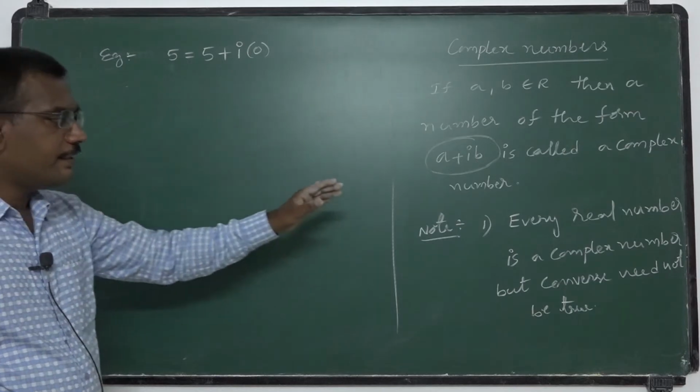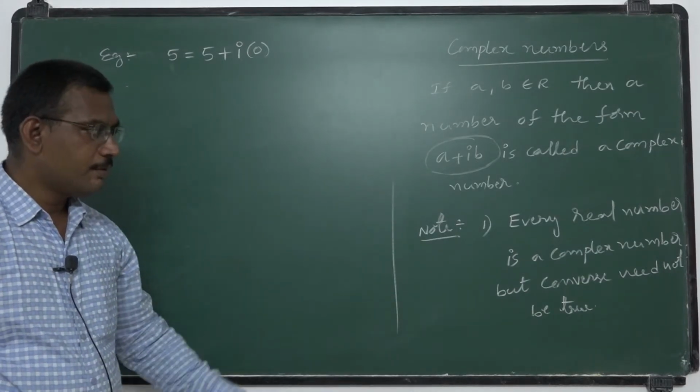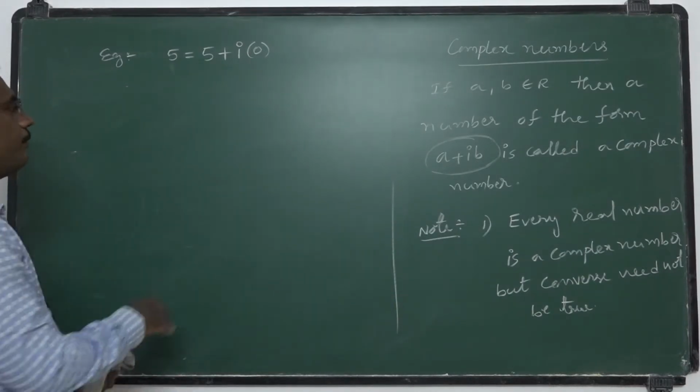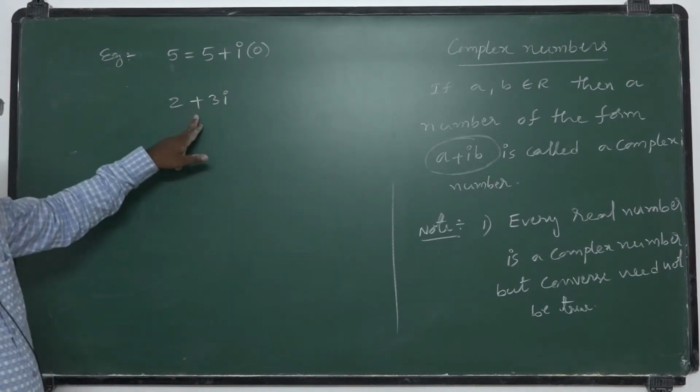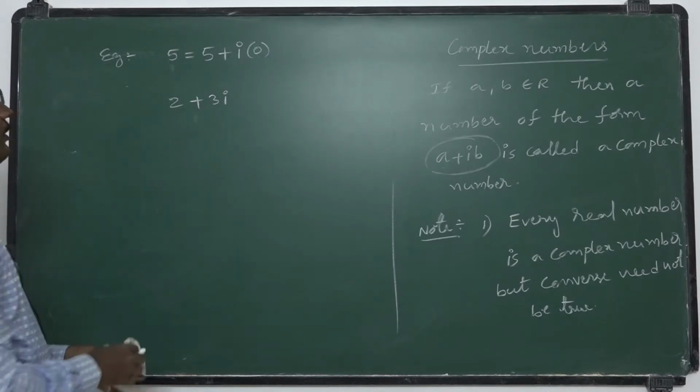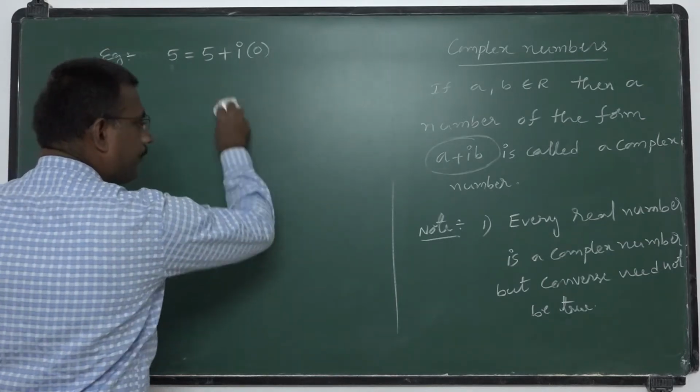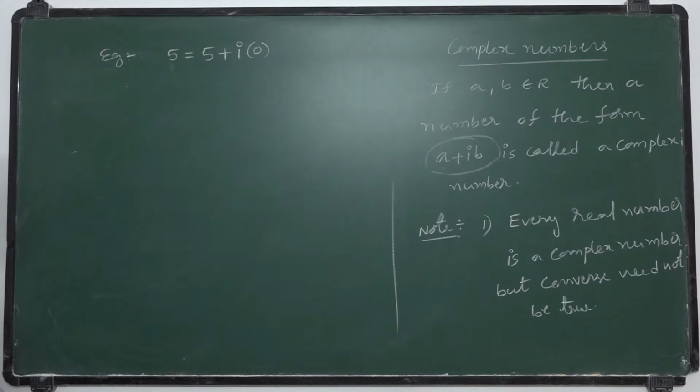So all the real numbers are complex numbers, but the converse need not be true. For example, 2 plus 3i is a complex number, but it is not a real number. So every real number is a complex number, but the converse need not be true.